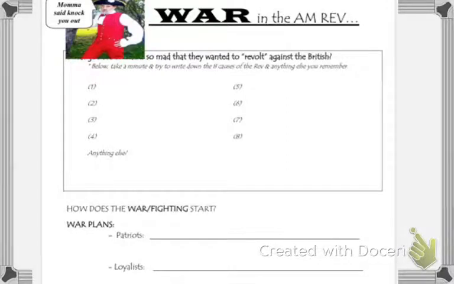So today we're going to talk about the very first battle of the American Revolution, and before we do that, I would like to review a little bit of all of the things that led up to this day. So all of the causes, the 8 causes of the American Revolution. See what you can remember on your own, and then come back and see how you did.